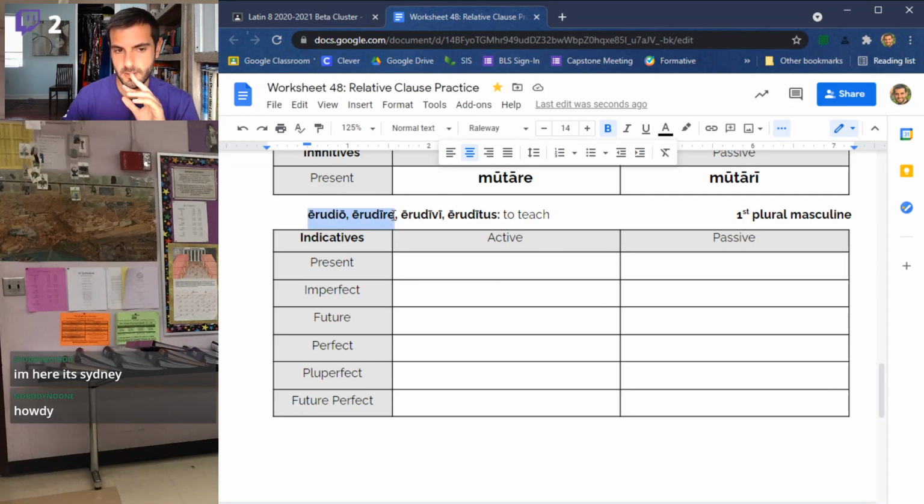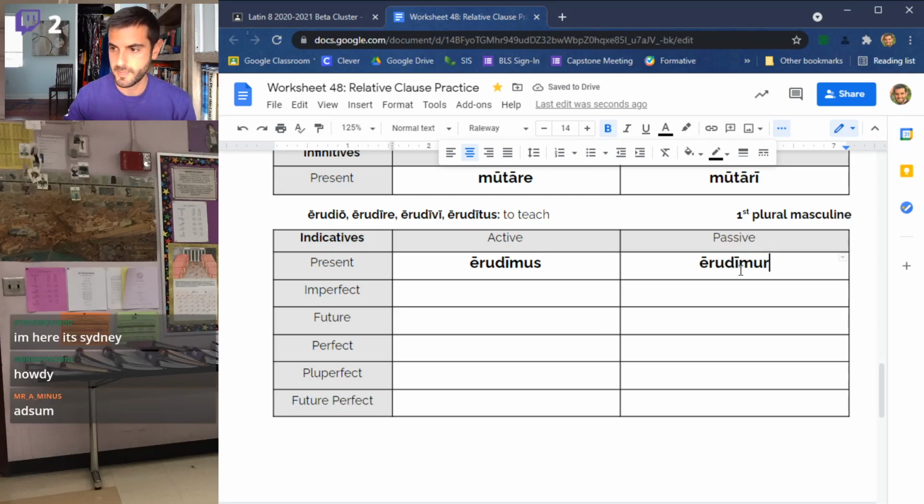Erudio is fourth conjugation. So first plural and masculine, we're going to have erudimus and erudimor. All right, synopsis time. You guys are here for the ending. Erudimus, erudimor, erudiebamus, erudiebamor. And what are my future forms going to be? Let's see if I'm lagging.